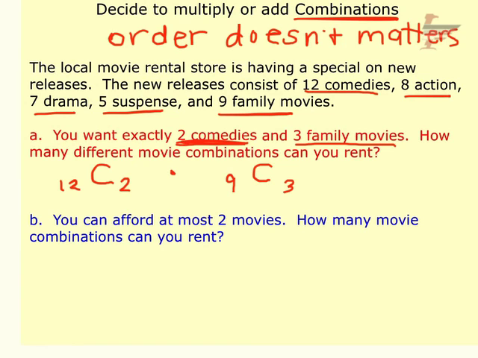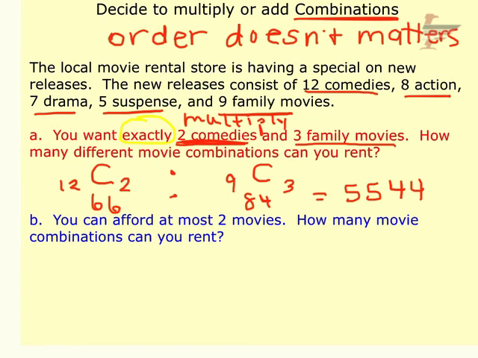Okay, so typing these in your calculator, 12 choose 2 is 66, and 9 choose 3 is 84. And when you multiply those numbers together, you get 5,544 different combinations of 2 comedies and 3 family movies. I'm going to stop here and highlight the word exactly. When you want exactly something and something, that means you're going to multiply. So when it's an exact amount, you're going to multiply.